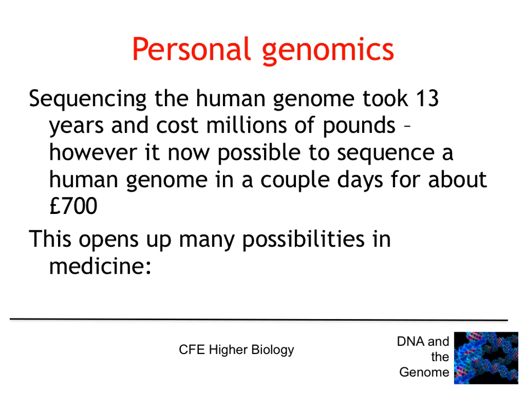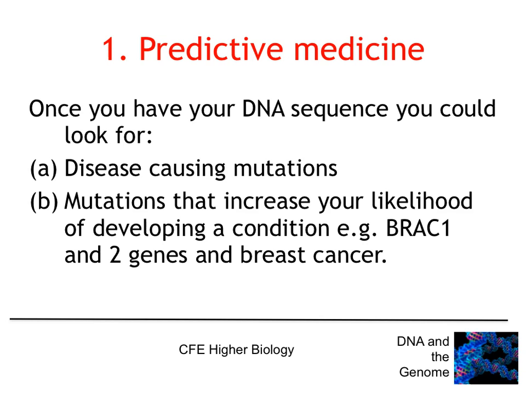Way back, 1985 to 2003, well, it took 13 years and cost millions of pounds to sequence the human genome. But it's now possible to sequence a human genome in a couple of days for about £700. And this price may even have dropped. And that opens up possibilities in medicine.